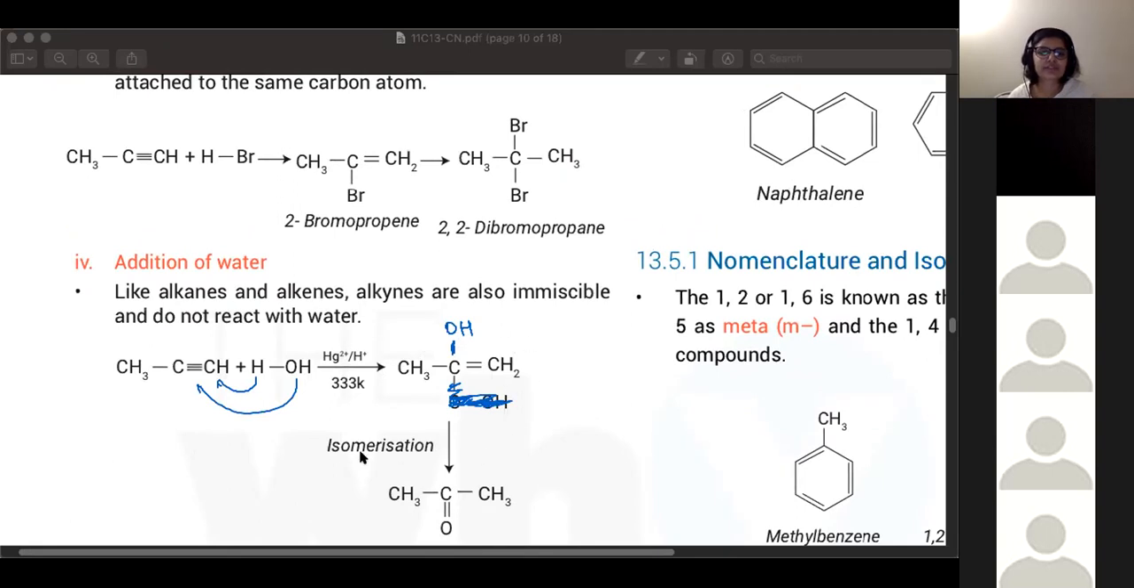Okay, so this isomerization, specifically it's tautomerization. Because it is the isomerism between a ketone and an enol, an alkene with an alcohol, it's called keto-enol tautomerization.